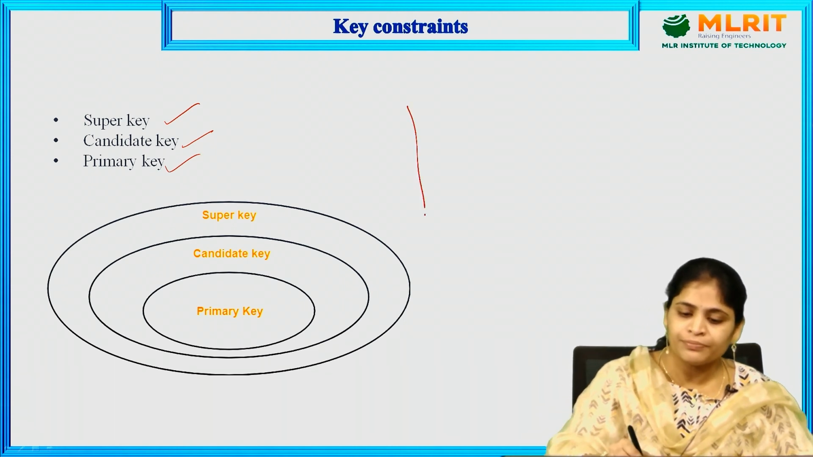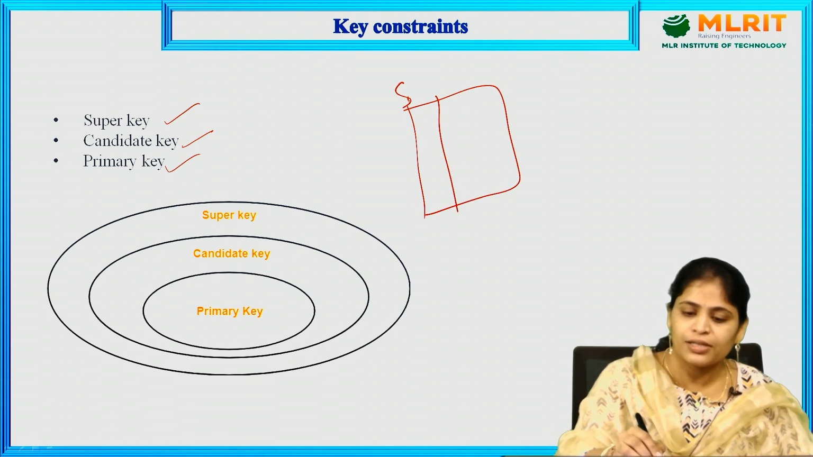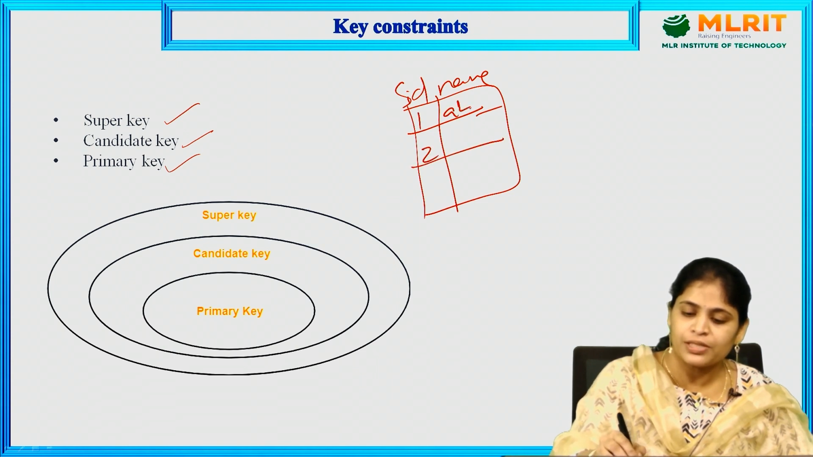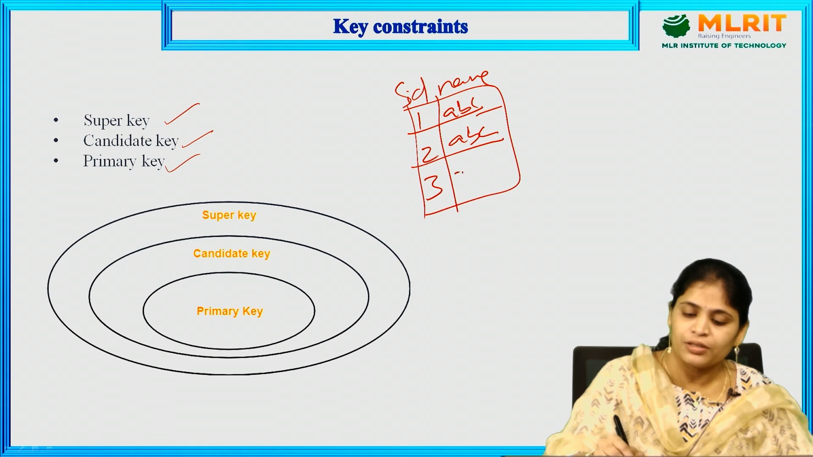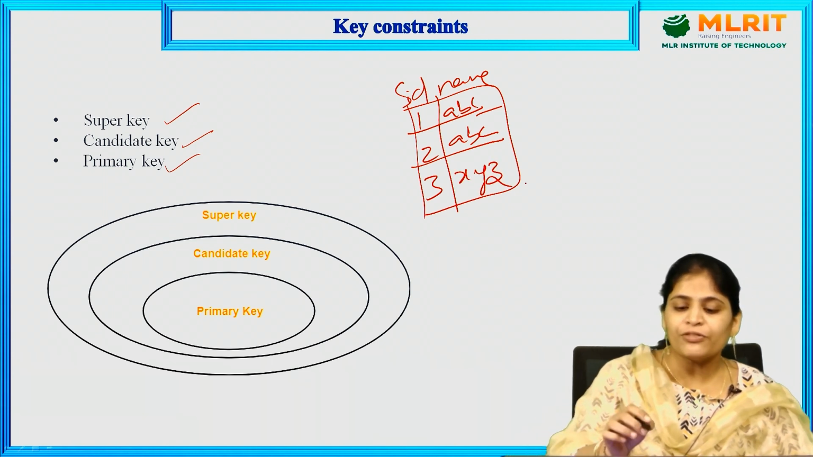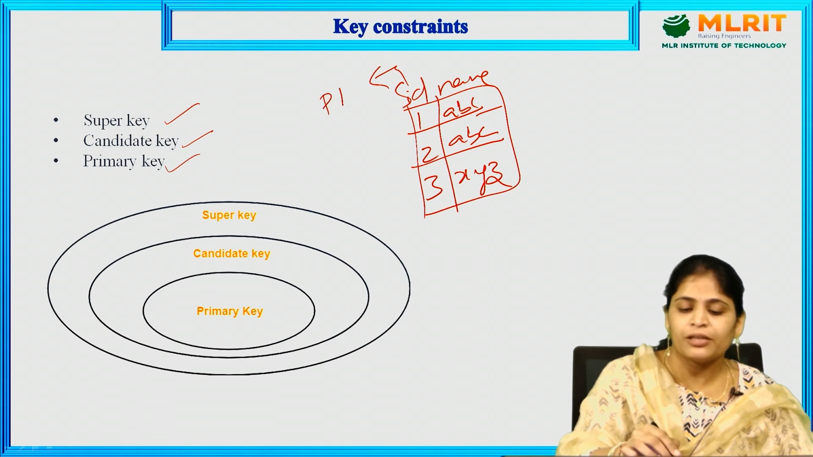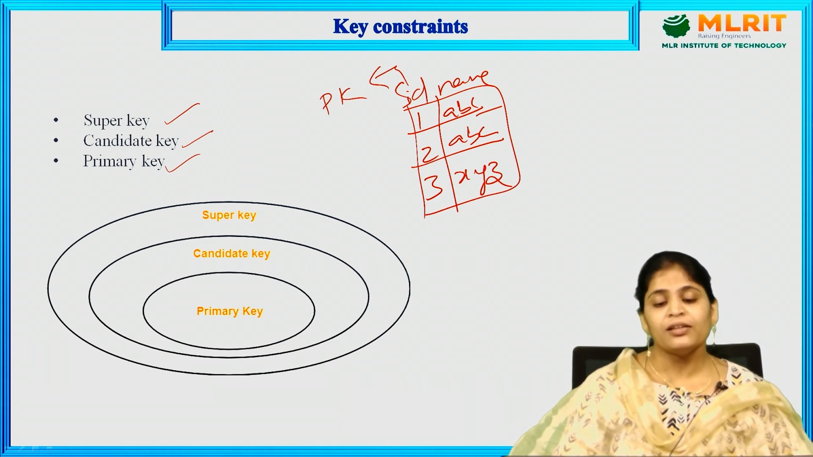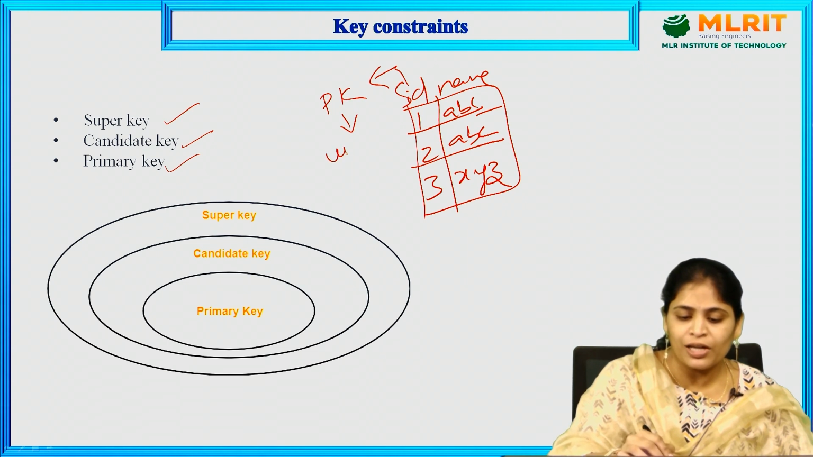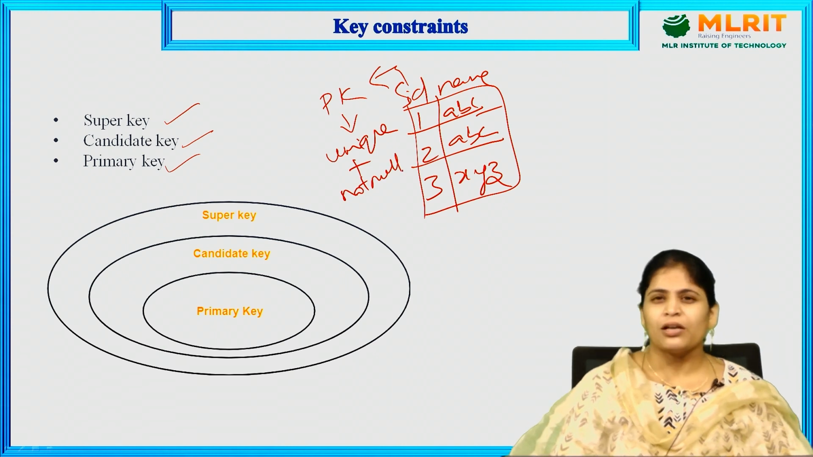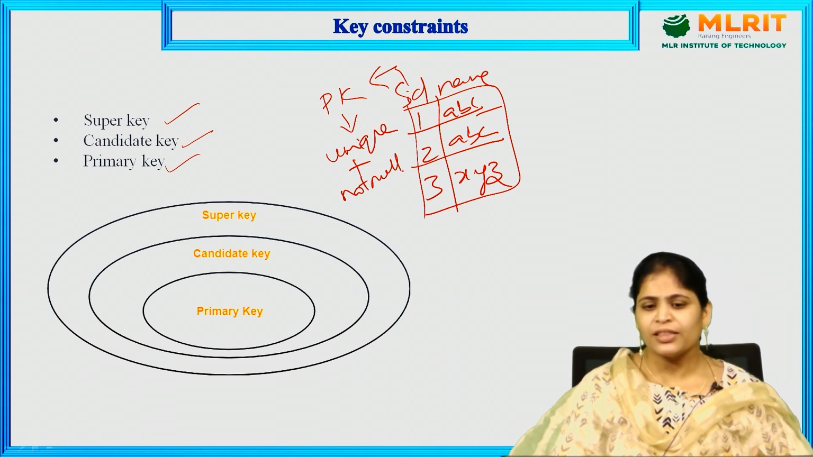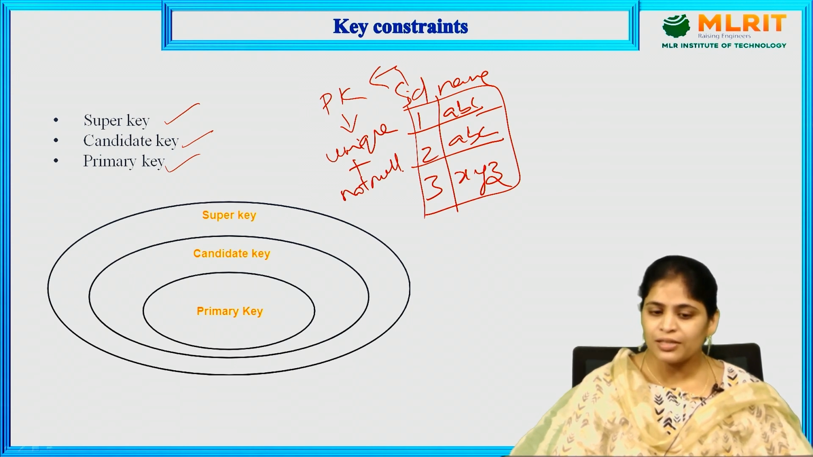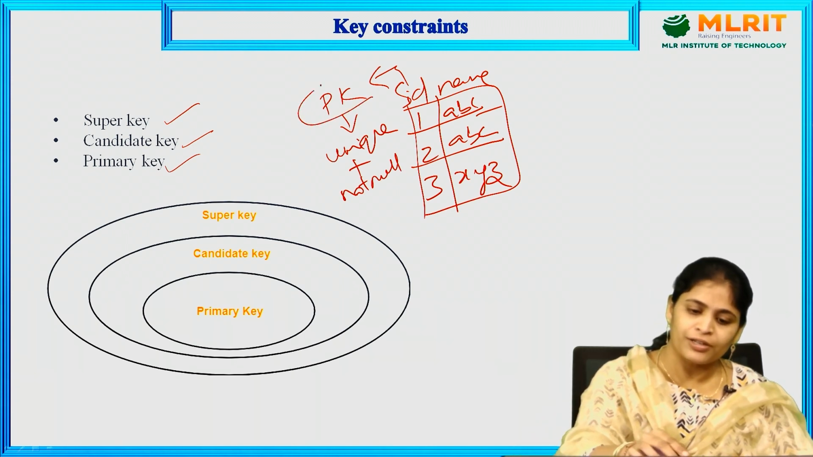For example, let us consider SID, name: 1, ABC; 2, ABC; 3, XYZ. This is my table. If I consider SID as primary key, then it must contain unique values plus not null. So if SID has been considered as primary key, then it must contain unique values and it must not be null. That column must not be null. That is the rule for the primary key constraint.